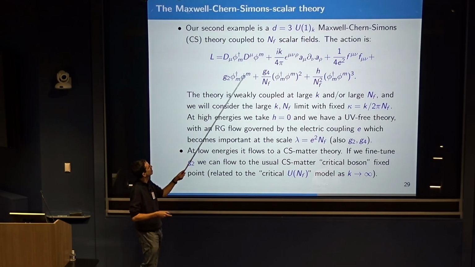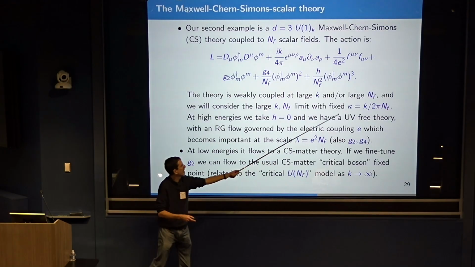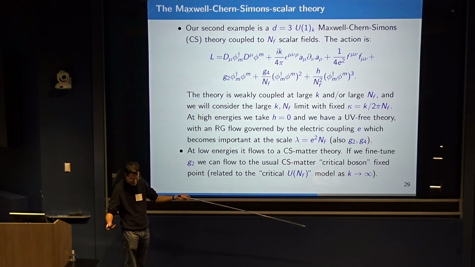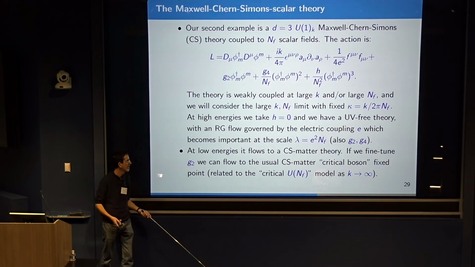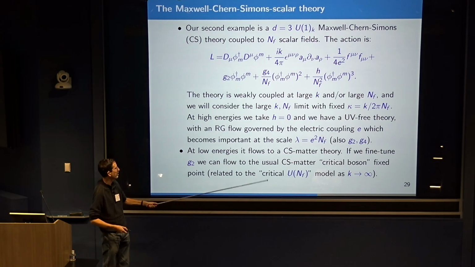And we'd like to ask, do we end at, or for what range of values of this parameter do we actually end the RG flow at a fixed point or not? So that's the question we want to analyze.